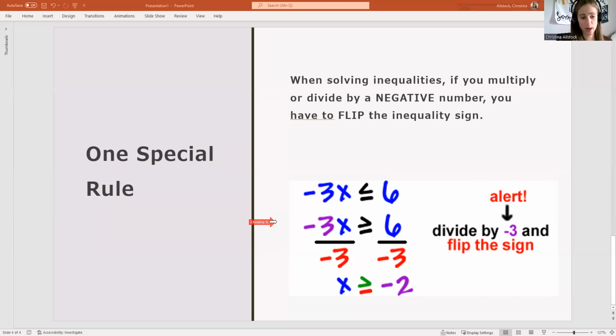Since we divided by a negative number, please note that your inequality sign here flipped. It went from less than to greater than. And 6 divided by negative 3 is negative 2, giving us that final answer of x is greater than or equal to negative 2. All right, let's jump into practice.